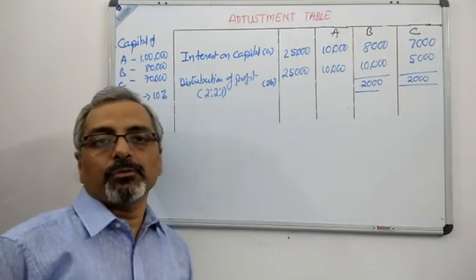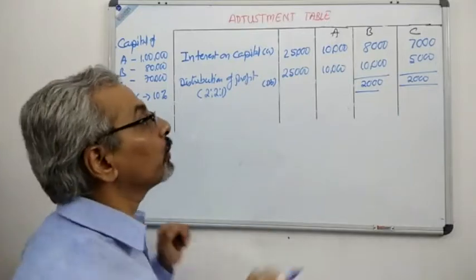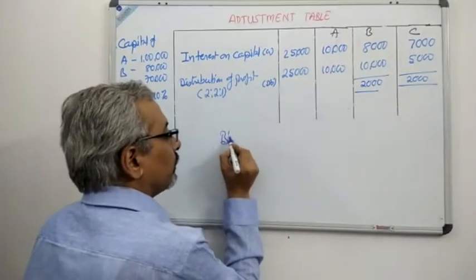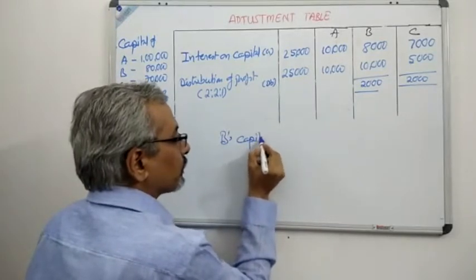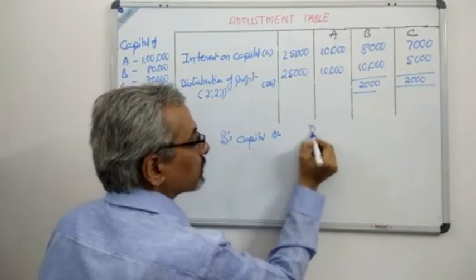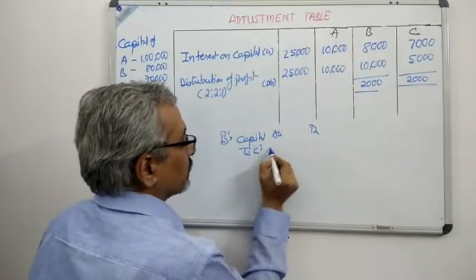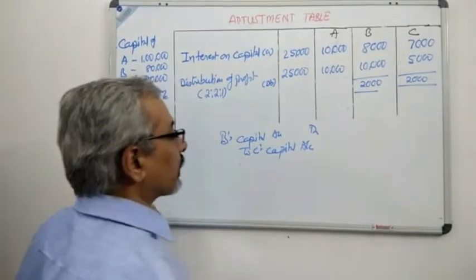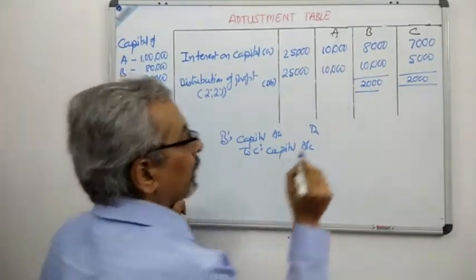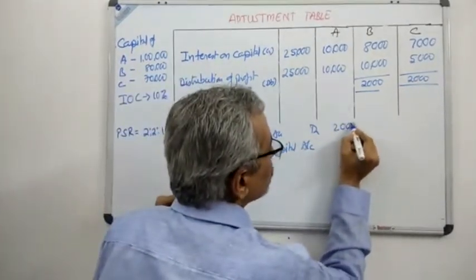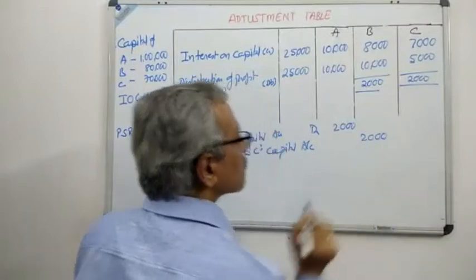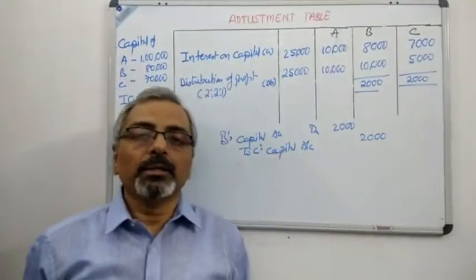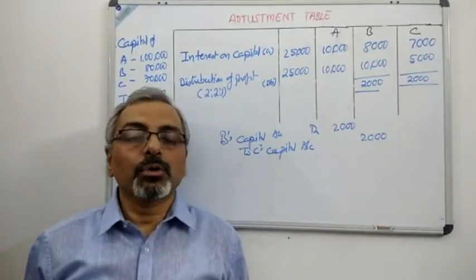Date, particulars, ledger folio, amount, and let us now do the journal entry. So the journal entry will be B's capital account debit to C's capital account. Repeat again. B's capital account debit to C's capital account, and the amount will be 2,000, 2,000. So this is case number 1 where the interest on capital was omitted.